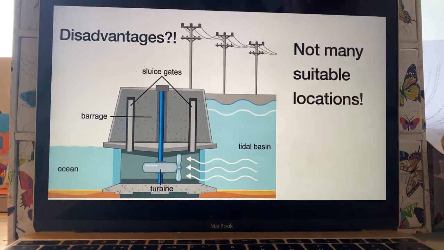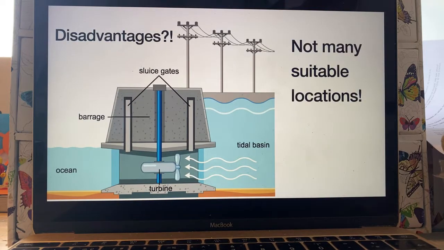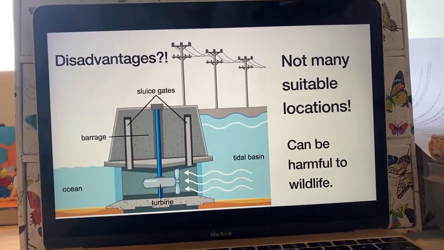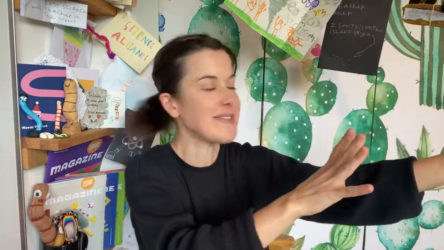The answers are, there's not many suitable locations, like with the geothermal. There's not many places where it's going to be convenient to block off the sea and have it pass in and out of the turbine. And it can be harmful to wildlife as well. So yeah, there's loads of advantages to tides. One of the main things is it is incredibly reliable. I mean, you can literally set your watch by the tides. Waves, they can be bigger or smaller depending on the conditions, but the tide's always going to come in, the tide's always going to come out at exactly the right time. But yeah, obviously blocking off a bit of the ocean can be harmful to animals, particularly migrating animals.